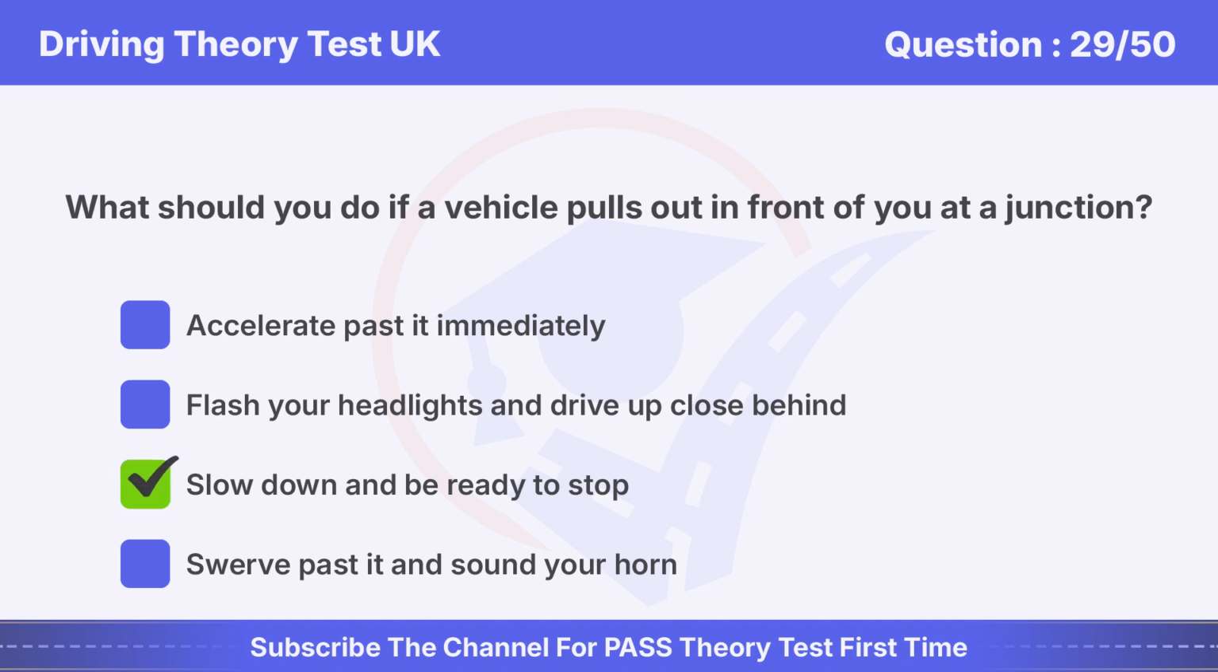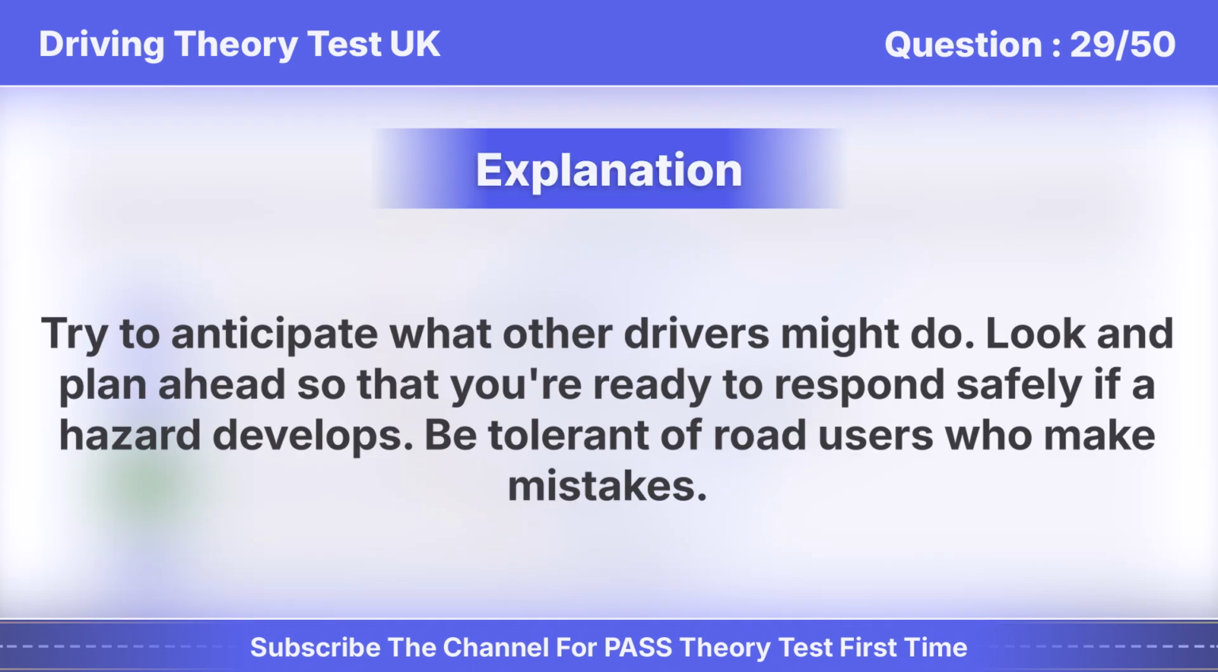Answer is C. Slow down and be ready to stop. Try to anticipate what other drivers might do. Look and plan ahead so that you're ready to respond safely if a hazard develops. Be tolerant of road users who make mistakes.